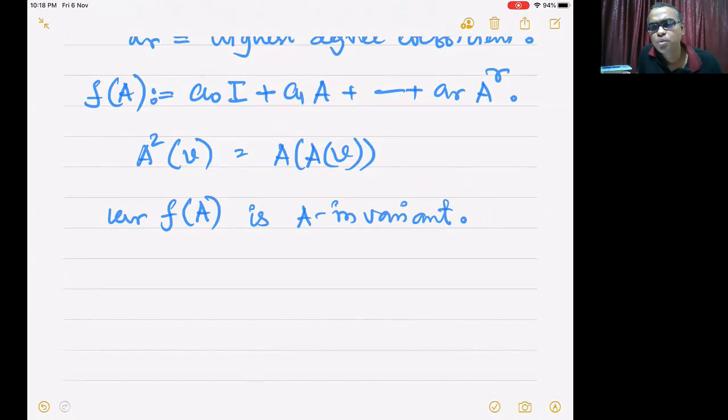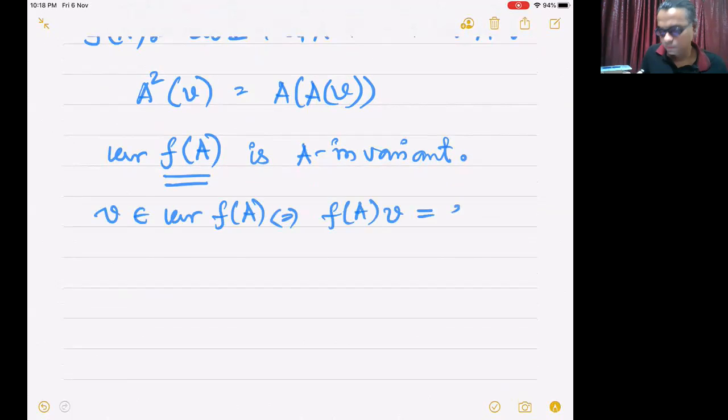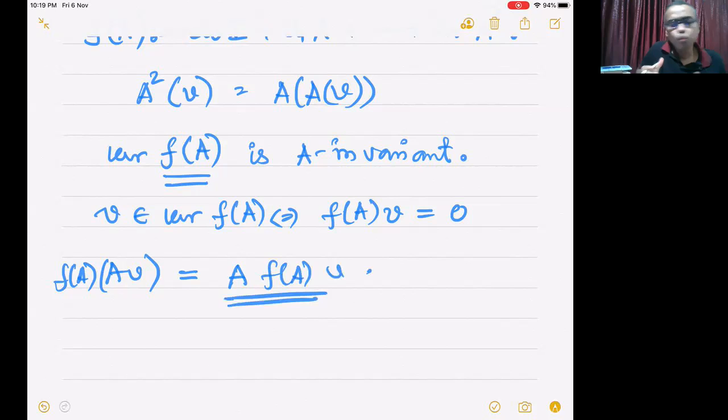So what is the polynomial corresponding to that? Lambda minus s. The polynomial is lambda minus s. The corresponding polynomial operator is lambda I minus A, and the kernel of lambda I minus A is indeed A invariant. But not just that, for any polynomial it's going to be A invariant. Why? Let's say v belongs to the kernel of f(A). This is if and only if f(A) acting on v is 0. Now if I have Av and make f(A) act on Av, what will that be? Notice that this is the same as A f(A) v.